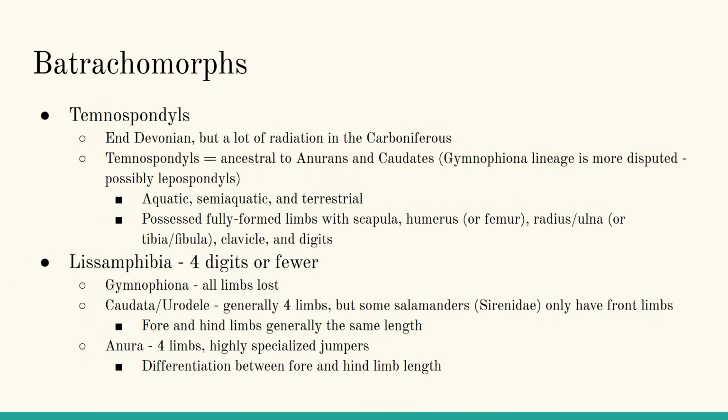They possessed fully formed limbs with scapula, humerus, femurs, radius, ulnas, or tibia and fibula in the hind limbs, clavicles, and digits. In Lissamphibia, so that's today's caecilians, salamanders, and frogs, they have 4 digits or fewer.